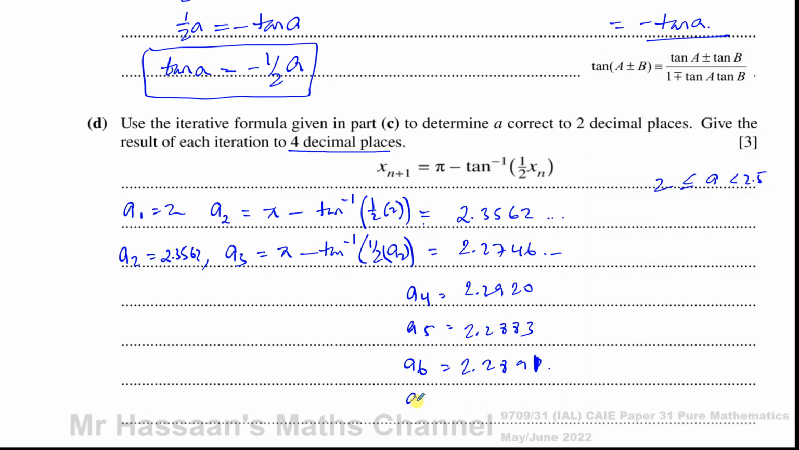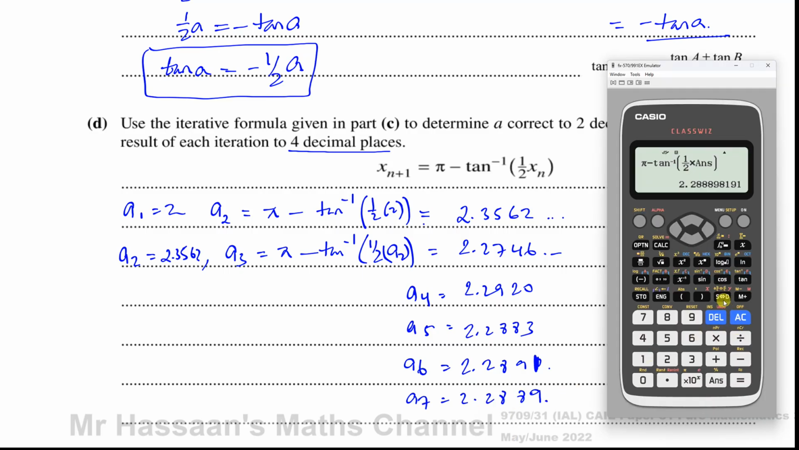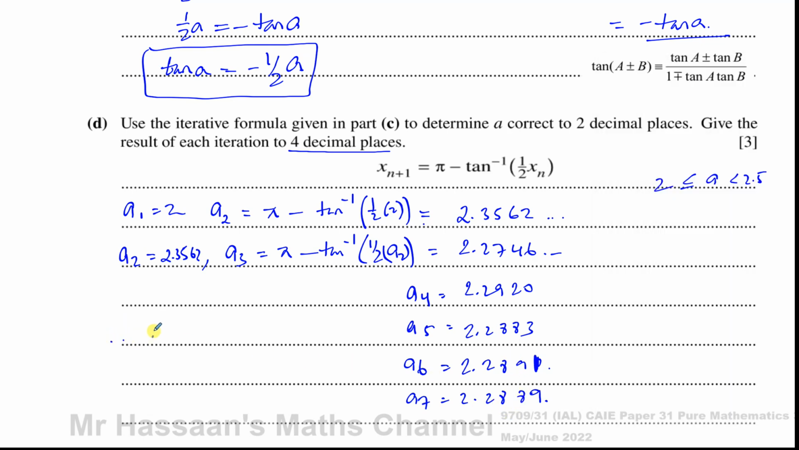2.28889, so 89. Right, so it looks like it's going to be 2.29 to 2 decimal places. So if I press equals again, you can see that it's going to settle there. That's enough for us to work out. So we're going to say that therefore the real value of A is 2.29. So that's the answer to A to 2 decimal places.